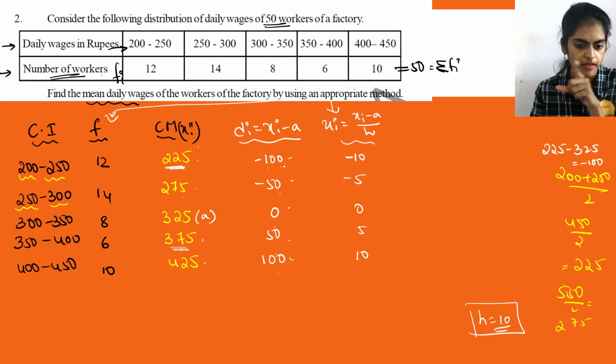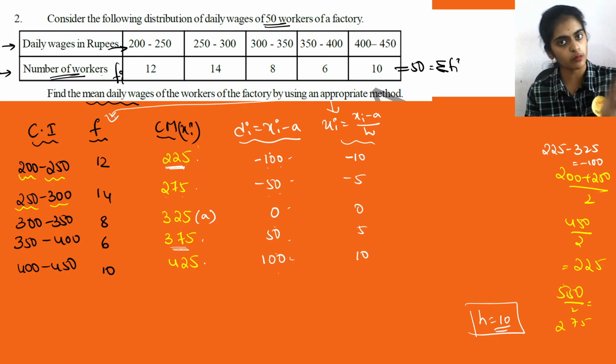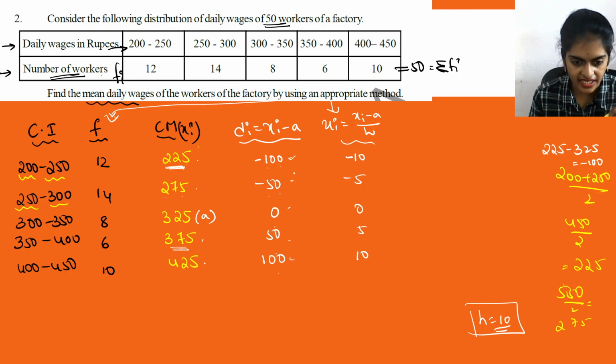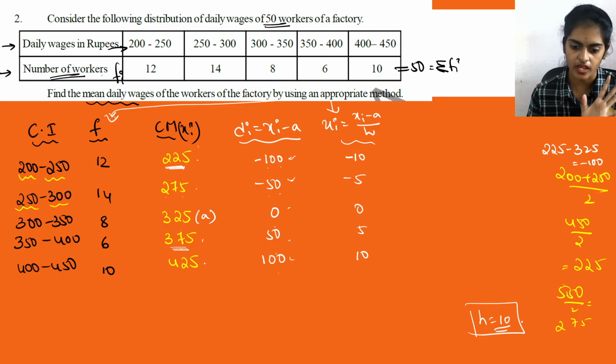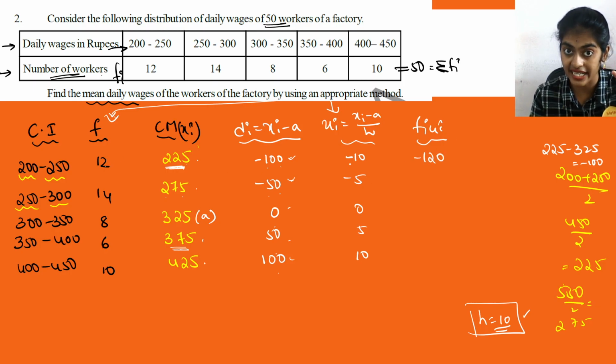Choice is yours. If you can multiply this, you can do step deviation, or you can do deviation and find fi di. If you want to simplify even further, you can take step deviation. You see what the common factor is, 10 is a common factor, so I'm dividing the entire thing by 10. Okay, h value was 10. Now last you will find fi ui. What is fi ui? Just multiply. 12 into minus 10 is minus 120. You have a minus sign, don't forget. 12 into minus 10 is minus 120. 14 into 5.